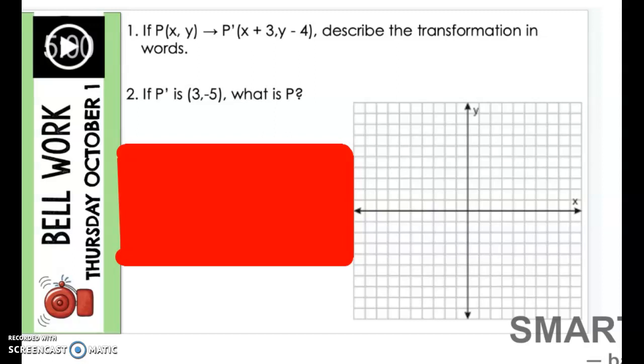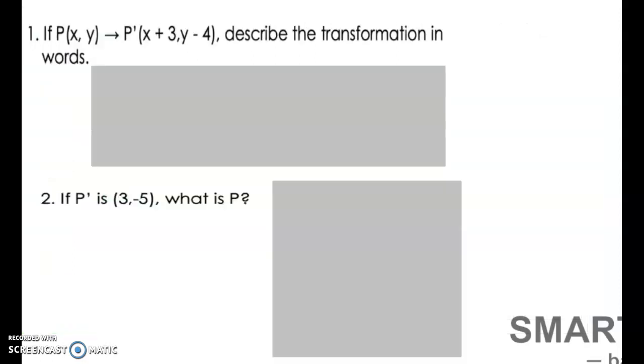All right, so number 1, if P of x, y goes to P prime where the new coordinates are x plus 3, y minus 4, describe the transformation in words. So that is a slide. When we're moving the x coordinate left or right and we're moving the y coordinate up or down, that is a slide, so that is a translation.